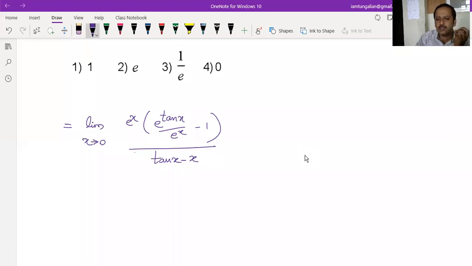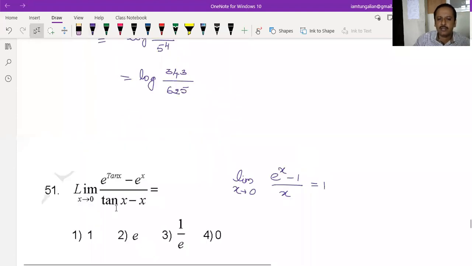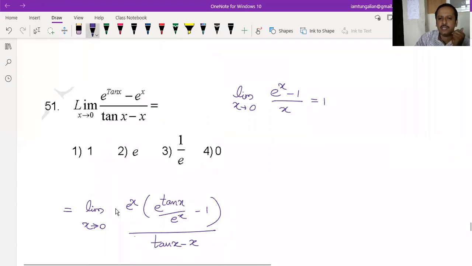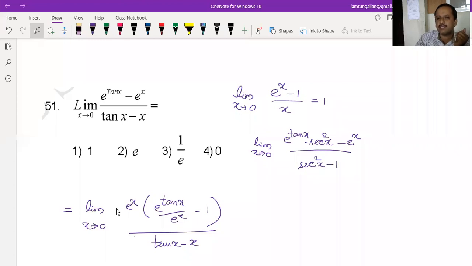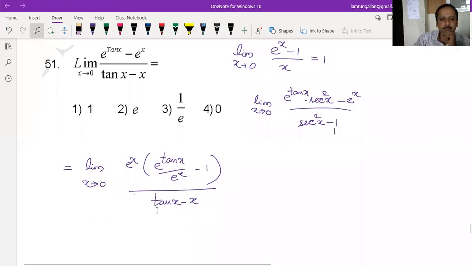No, we don't get that. Sumit, you're saying, sir, with L'Hospital's rule we'll get the answer in only one step. We don't. Because if you differentiate, limit as x tends to 0 of e power tan x into secant square x minus e power x divided by secant square x minus 1. If you put x as 0, tan 0 is 0, e power 0 is 1, secant square 0 is 1, e power 0 is 1, 1 minus 1, numerator 0, denominator also 0. Now differentiating this again will take more time, so I would not prefer that.